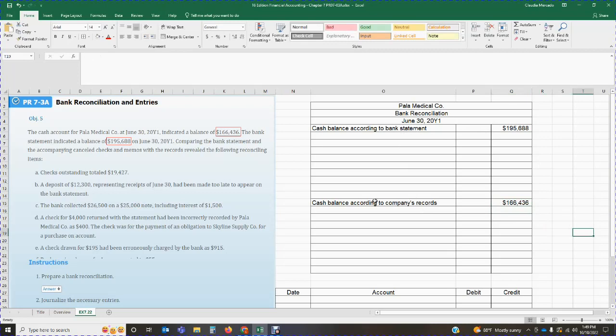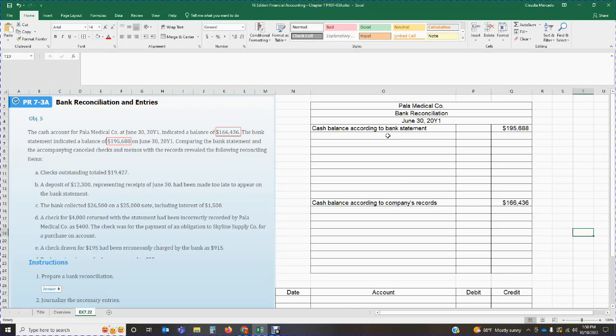Okay, now those are the two balances provided. Now we're going to go through items A through E. It says here, checks outstanding totaled $19,427. Okay, checks outstanding. So what does this mean? This means that we issued checks and they have not cleared the bank. So those checks are already recorded on the company's records, but they have not been adjusted for at the bank because the checks haven't cleared.